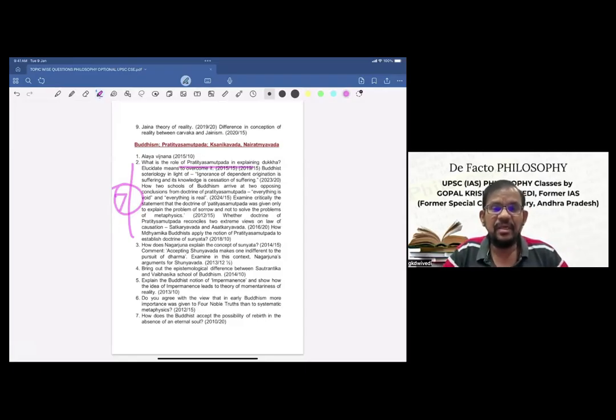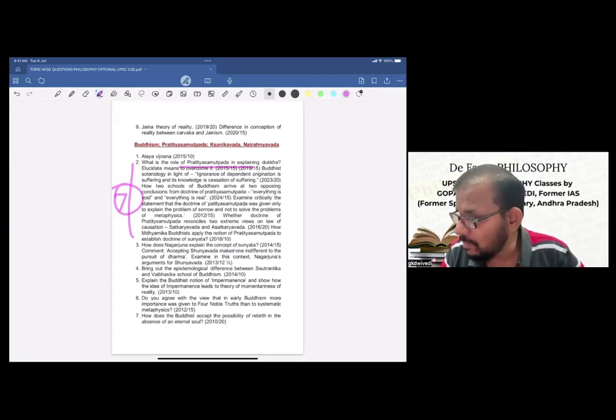If you see, 2024 it has come, 2023 it has come. Obviously, wordings may change here and there a little, but still very, very important. So the Pratityasamutpad topic is very important. And then other topics are also asked. For example, Nagarjuna's concept of Sunyata is asked. This has been asked twice, one in 2014 and then 2013.